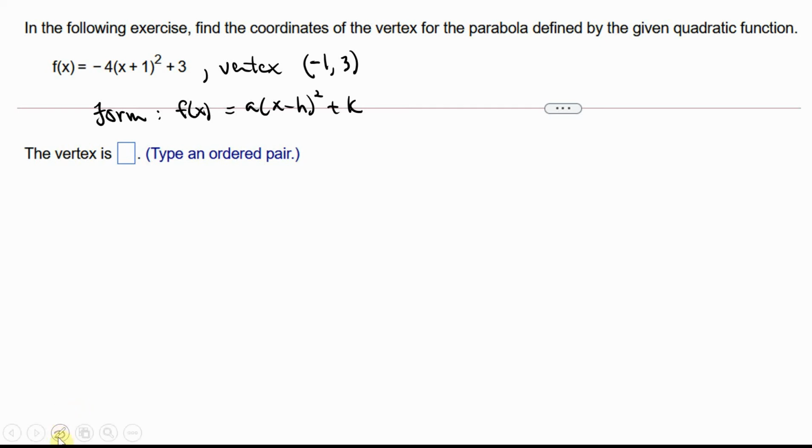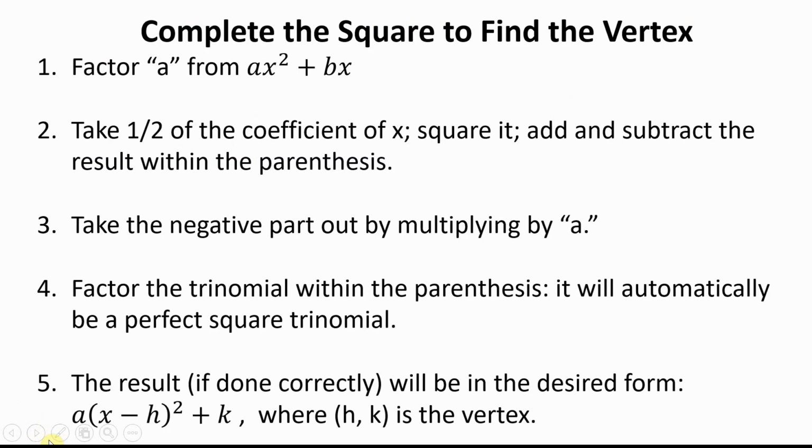So let's make sure that we remember this. Complete the square to find the vertex. We're going to factor out a from ax squared plus bx. So we're not going to consider the c, just take out the a from those first two terms. Take half of the coefficient of x, square it, add it, and subtract it within the parentheses. That's really the crux of completing the square.